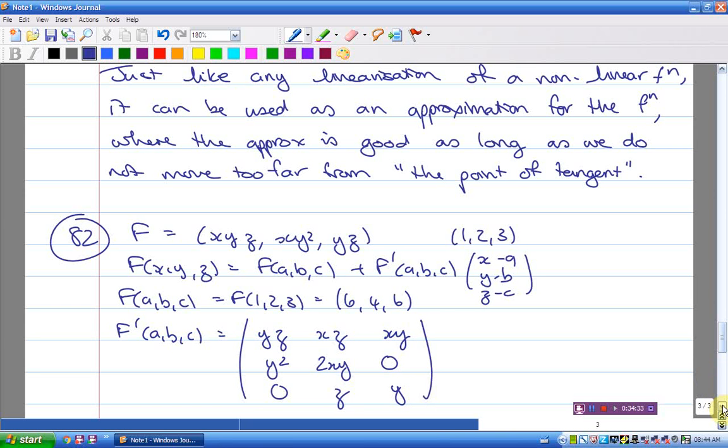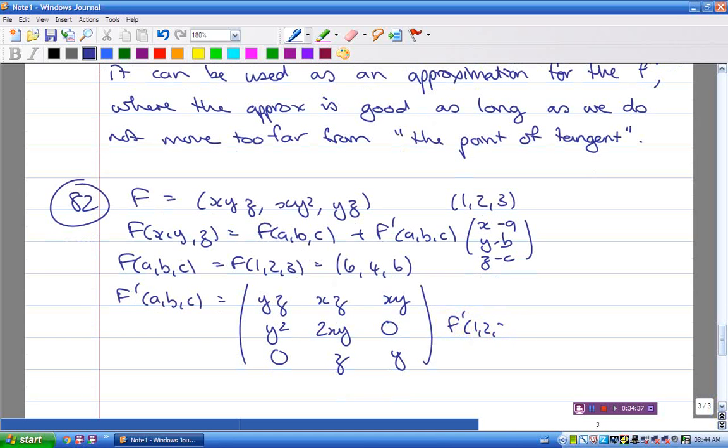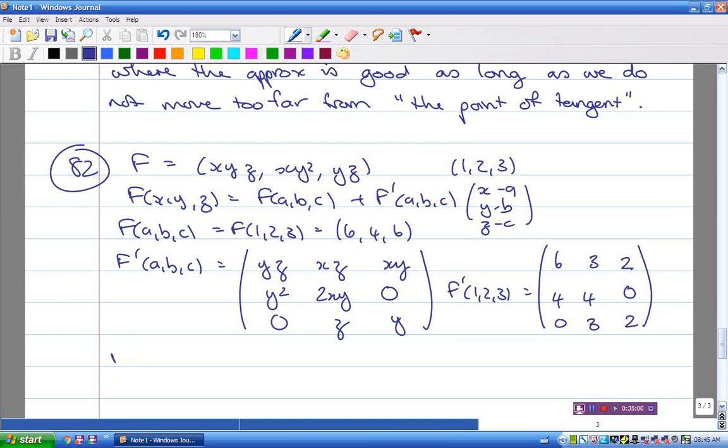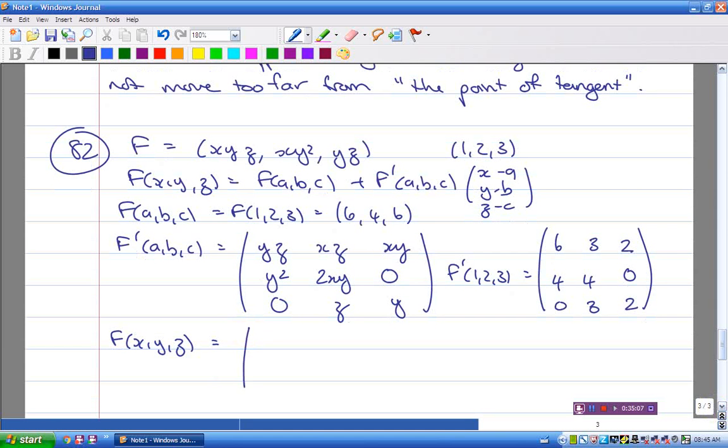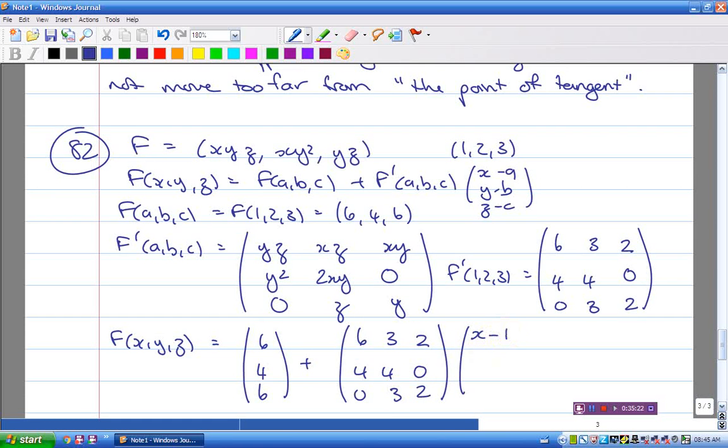And I need to evaluate that derivative matrix at 1, 2, 3. F dash at 1, 2, 3 is, when you plug it all in, I'm just copying from my notes here, but it's simply substitution. 0, 3, 2. Okay, what's left? Well, for the affine approximation, nothing is left. I can now write down my affine approximation for big F. It is the vector 6, 4, 6 plus the matrix 6, 3, 2, 4, 4, 0, 0, 3, 2 multiplied by x minus a, but a, b, c is 1, 2, 3, remember? Okay, that is the affine approximation.